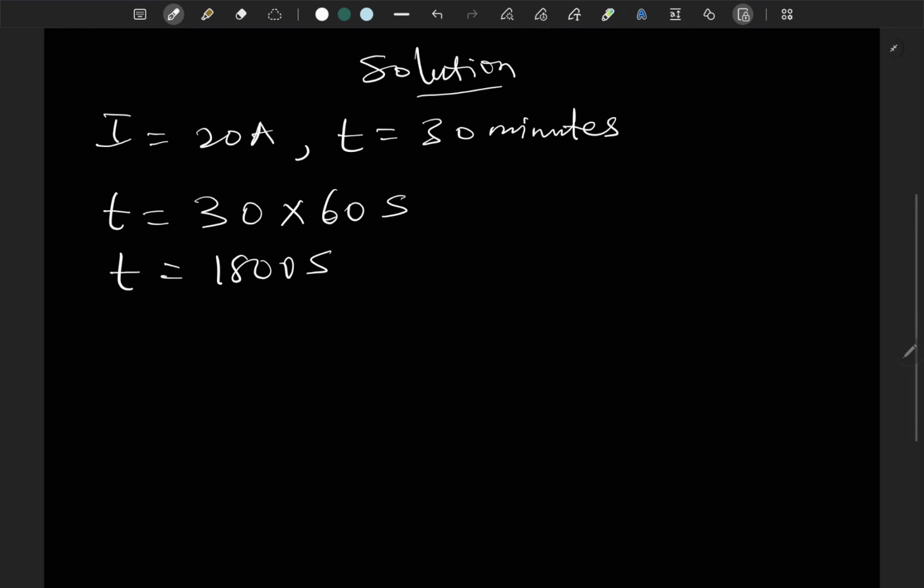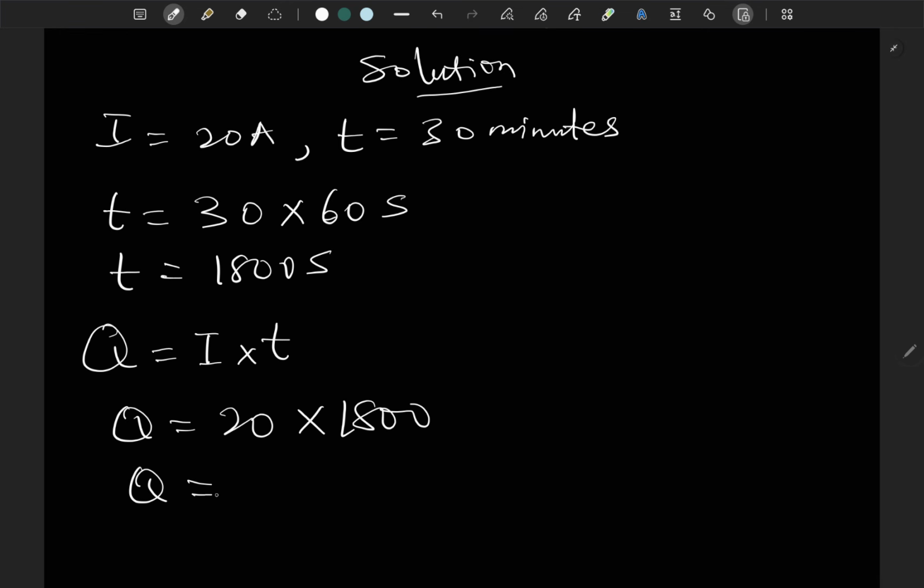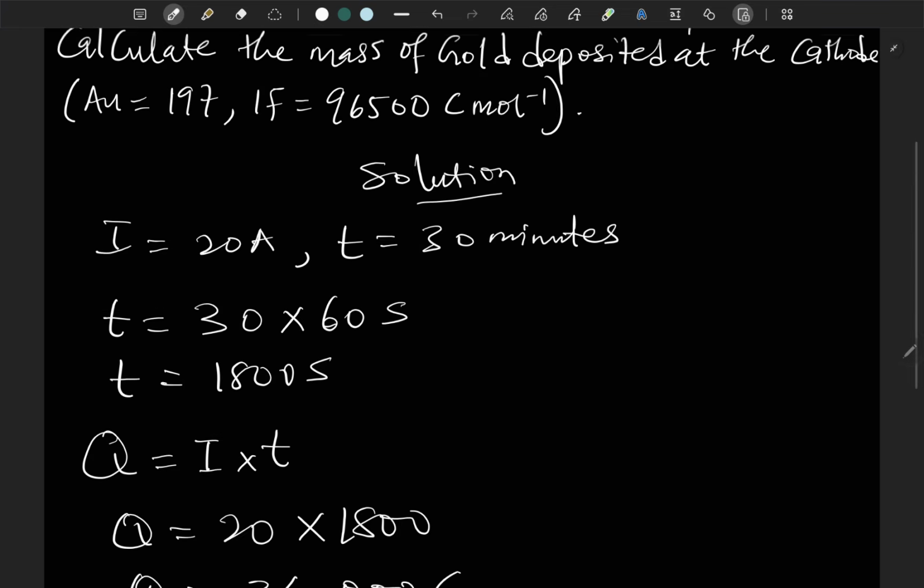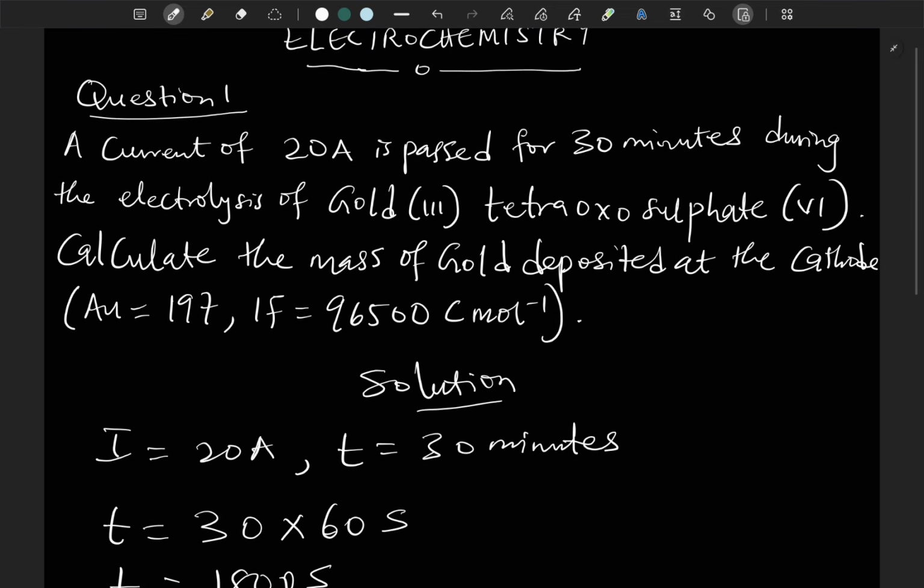So now that we've converted the time to seconds, we are going to calculate the quantity of electricity passed, Q. The quantity of electricity passed is equal to current times time. So Q will now be equal to 20 times 1800. Let's multiply 20 by 1800, and that will be 36,000 coulombs. Now we know that 36,000 coulombs of electricity was passed during the electrolysis of gold(III) tetrasulfate(VI).